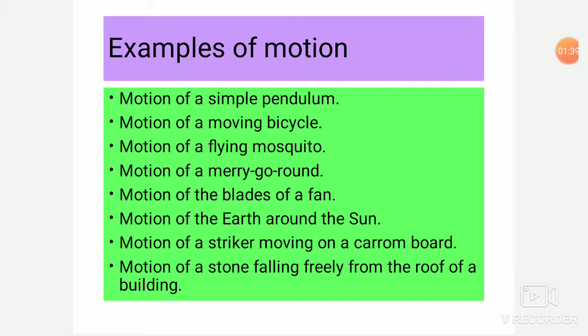Motion of a simple pendulum. If you see the pendulum, it keeps on moving, giving a to and fro motion. So that is also a type of motion. Motion of a moving bicycle. When you ride a bicycle, it moves from one place to another. That is also an example of motion. Motion of a flying mosquito. Yes, the flying mosquito which keeps making the buzz sound near your ear and keeps on biting. So a flying mosquito is also a type of motion.